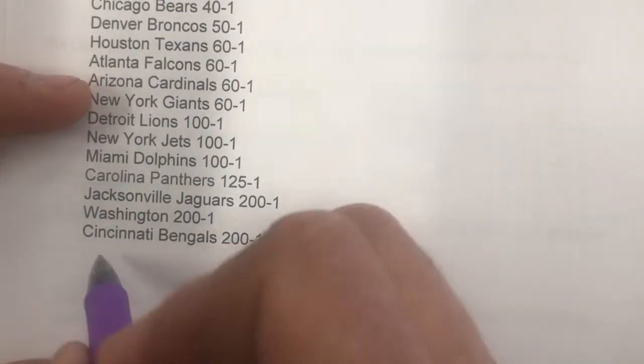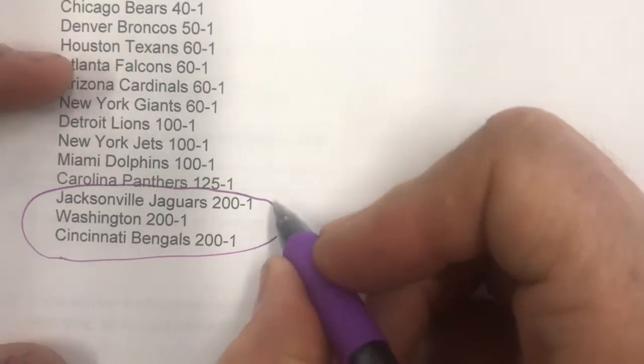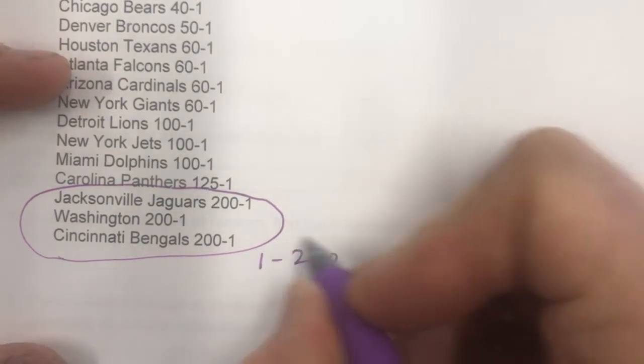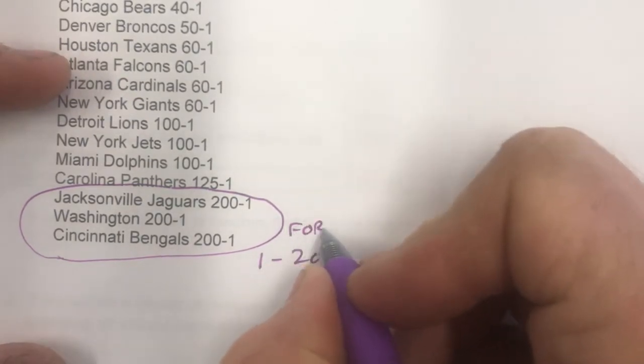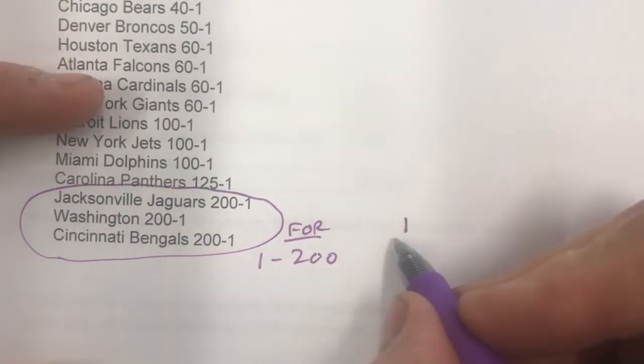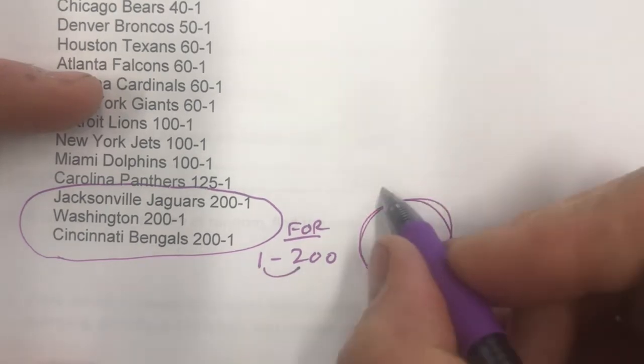Now there's 3 teams on here that have the worst odds: Jacksonville, Washington, and Cincinnati. They're all 200 to 1. That's odds against, which means if I reverse those, 1 to 200, that's the odds for them to win. Which is 1 favorable and then 200 plus 1 be 201 total. That's their probability.